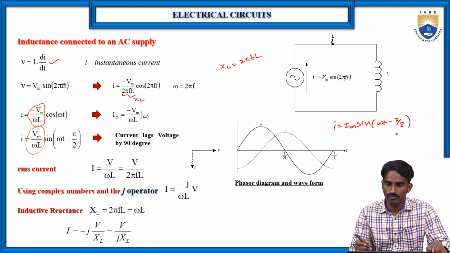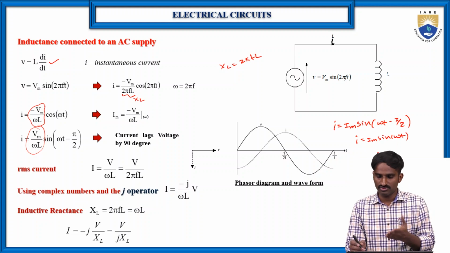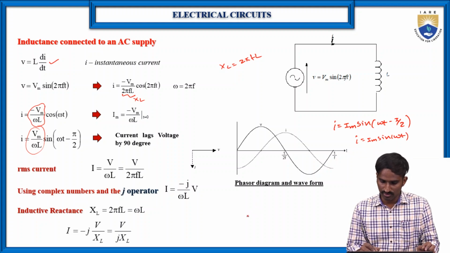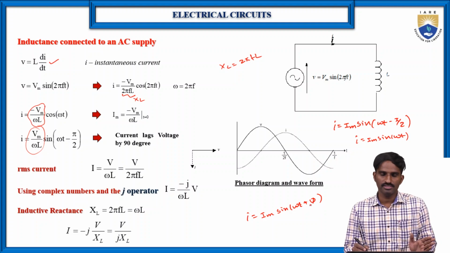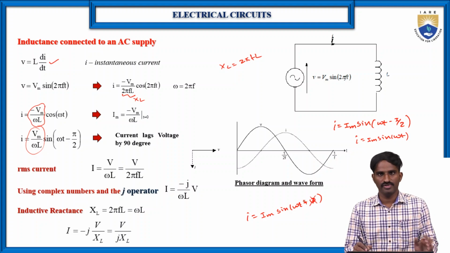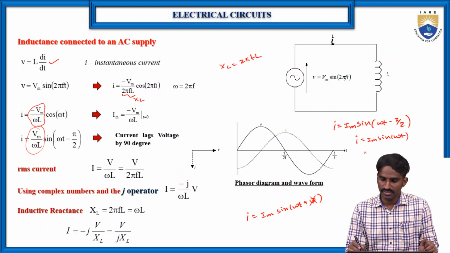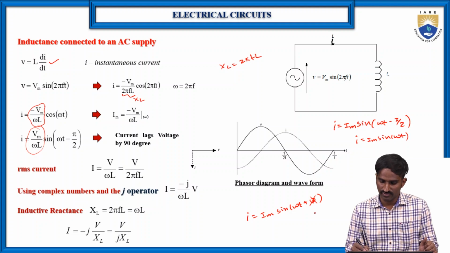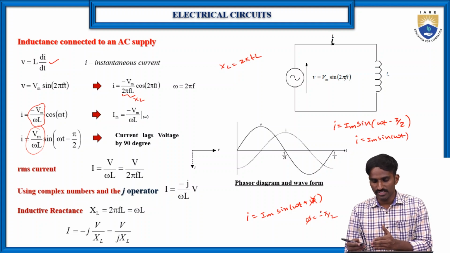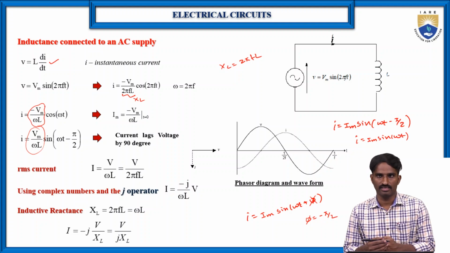Before, in the case of resistance, we got I is equal to Im sin omega t only. The general notation is I is equal to Im sin omega t plus phi. In the case of a resistor this phi is equal to 0, so we got I is equal to Im sin omega t. But in the case of an inductor, I is equal to Im sin omega t minus pi by 2, which means phi is equal to minus pi by 2. The plus or minus depends on whether it is leading or lagging, right?